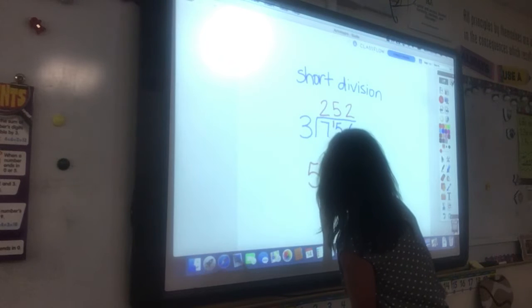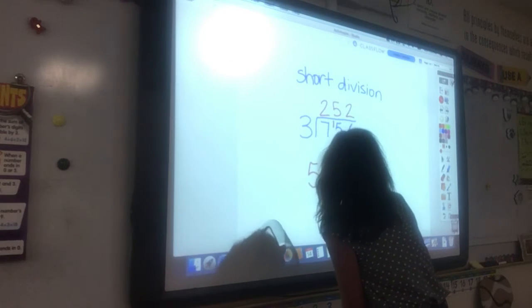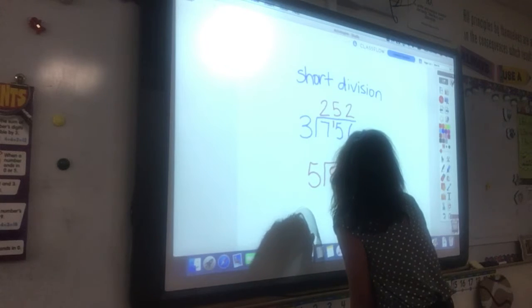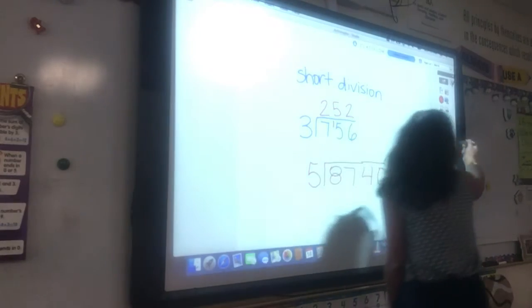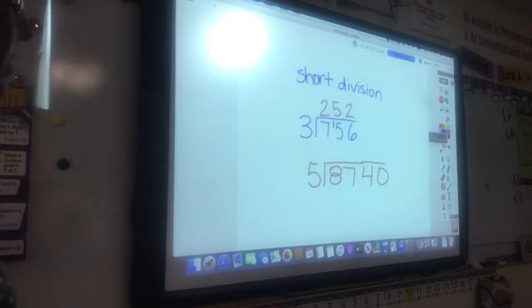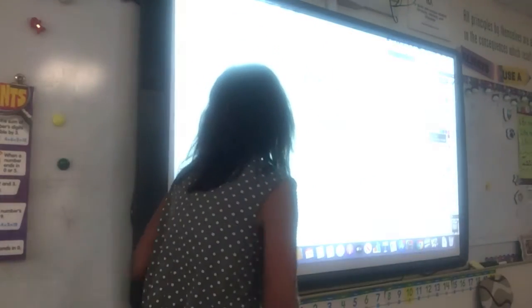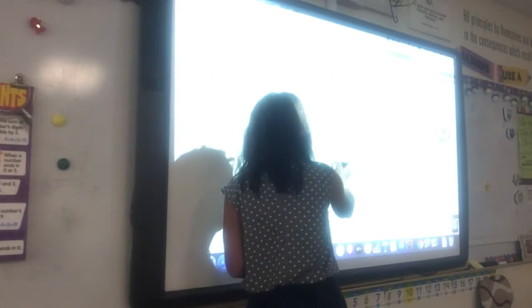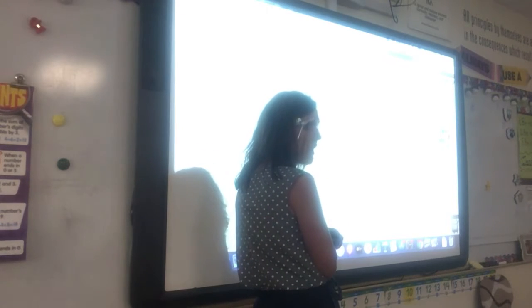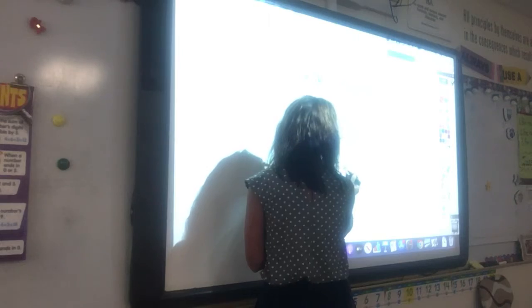Put 5 into 8740. Okay, 5 into 8740. So we're going to do the same thing. So we're going to put 5 into 8. So how many times does 5 go into 8? Giancarlo? Once. And how much do I have left over when I put 5 into 8? 3. So my 3 is going right here.